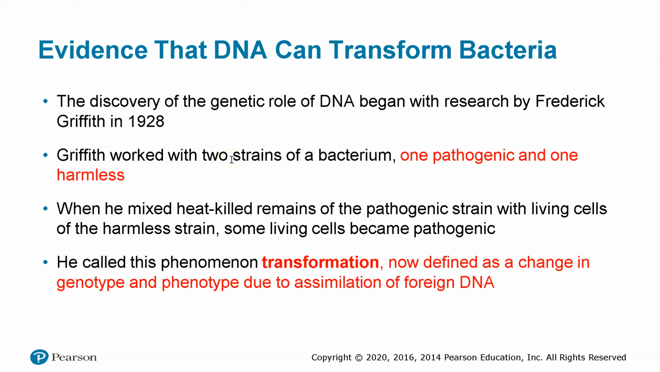Frederick Griffith was working with Streptococcus pneumoniae, which causes strep throat, pneumonia, various things like that. One strain was pathogenic and one harmless. Pathogenic, of course, causes disease, pathos, suffering. When he mixed heat-killed remains of the pathogenic strain, so he killed them with heat, with living cells, some living cells became pathogenic, so they transformed. He called this transformation, a change in genotype and thus phenotype due to assimilation of foreign DNA.